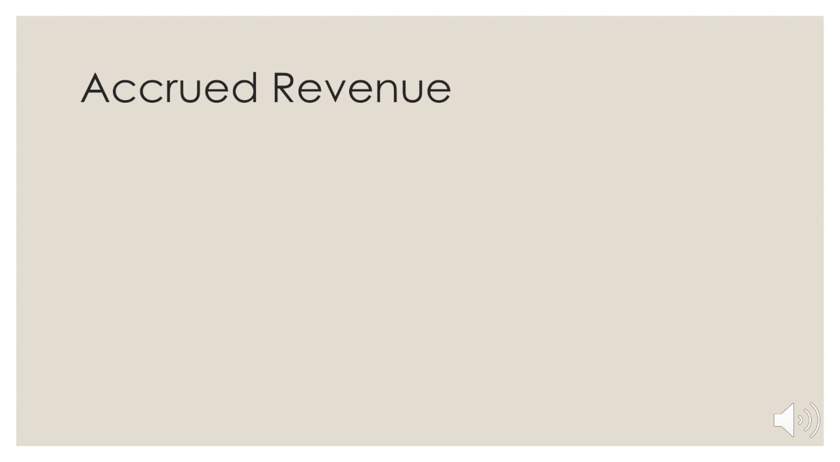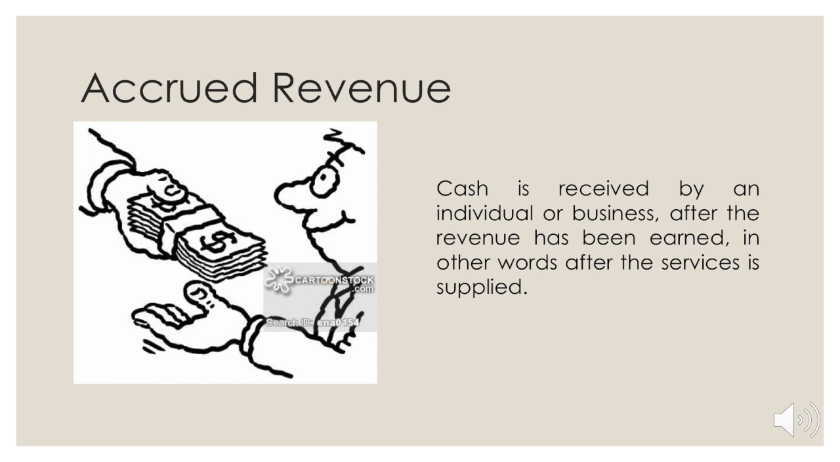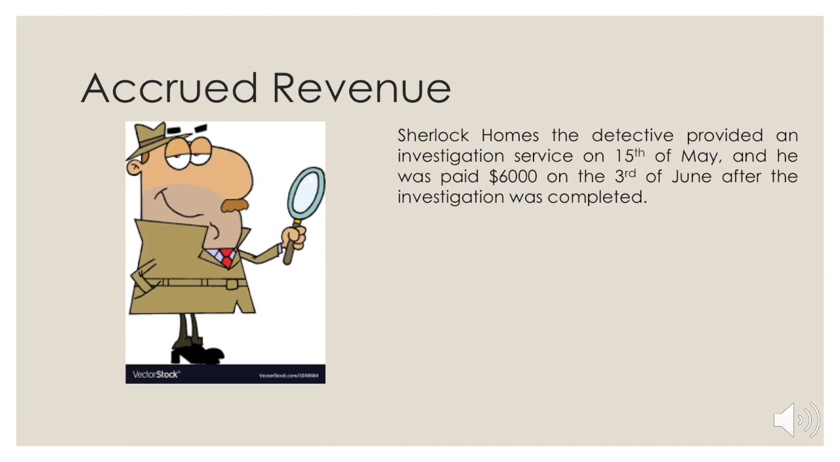The next scenario illustrating adjusting entries is accrued revenue. This is simply when cash is received by the entity after the revenue has been earned. Suppose that detective Sherlock Holmes investigates a case on the 15th of June for a $6,000 fee and receives payment on the 3rd of July.